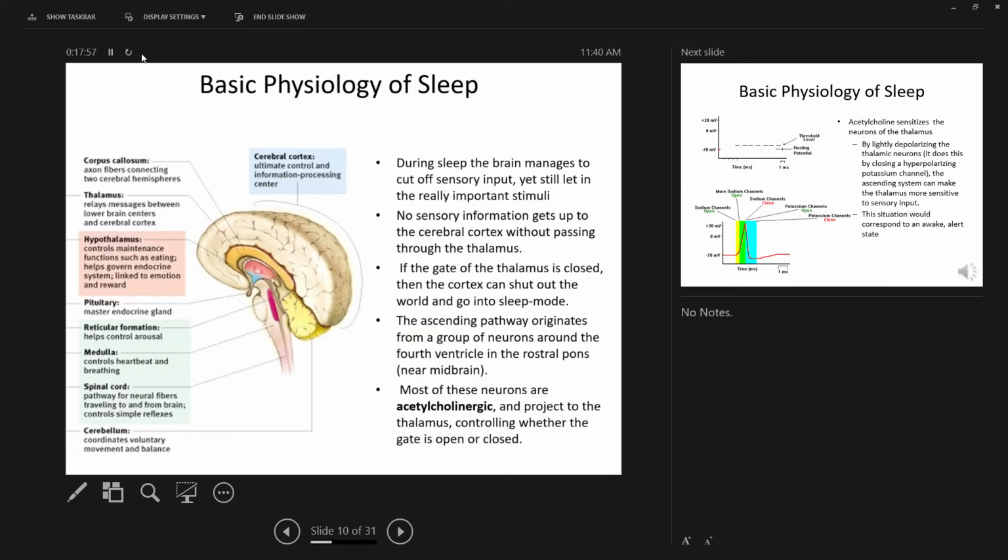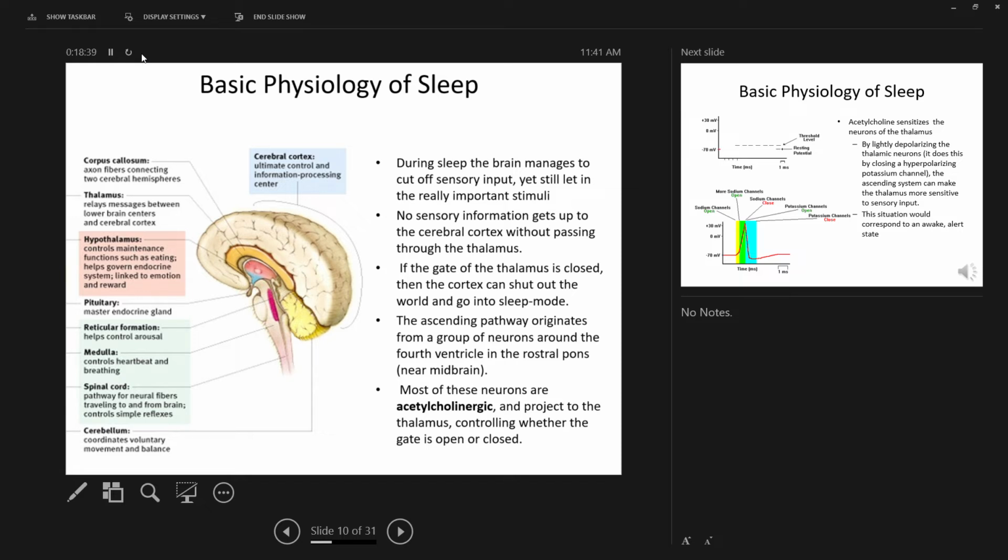So during sleep, the brain manages to cut off sensory input. And that means the RAS is not doing its thing. Yet it still can let in really important stimuli, so it's not completely paralyzed, if you will. No sensory information is going to get up to the cerebral cortex without passing through the thalamus. So the thalamus is very, very important here. If the gate of the thalamus is closed, gate is basically what we'll call a neuronal pathway, then the cortex can shut out the world and go into sleep mode. And this is the same thing that happens when somebody is in coma.